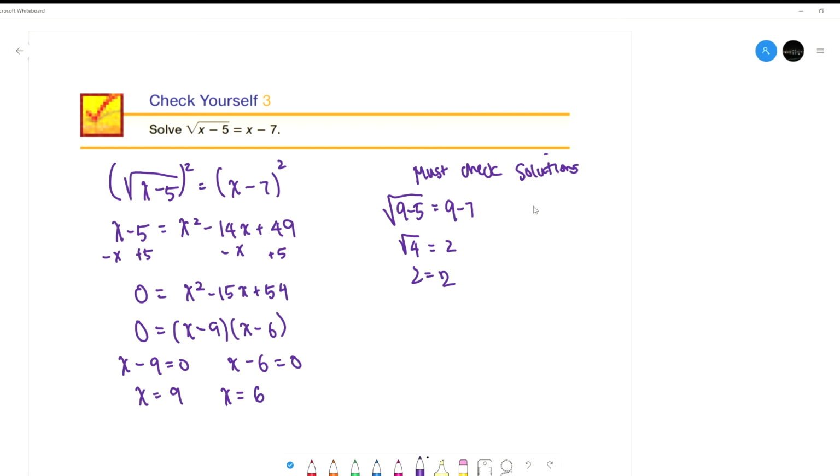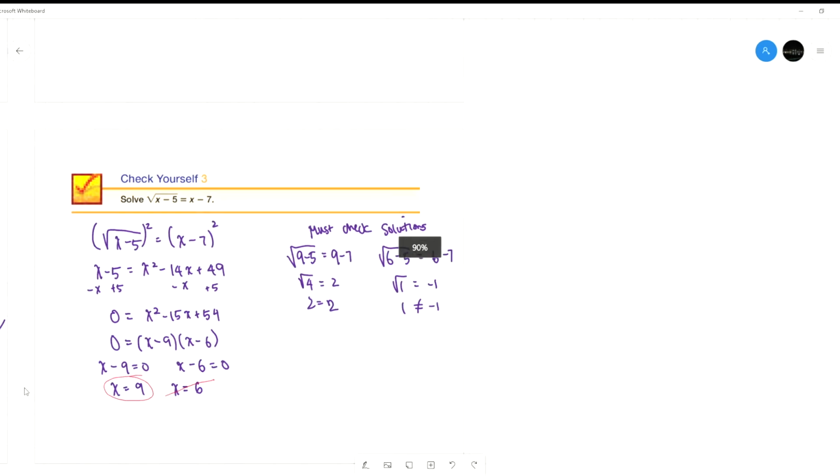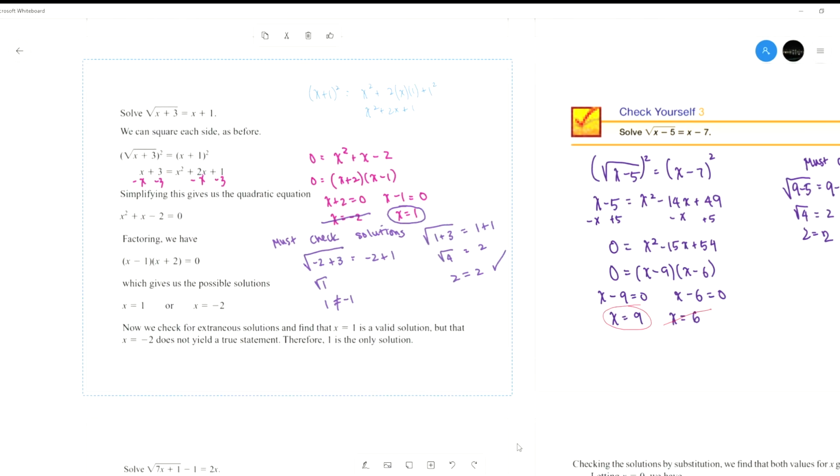Now I'll move on to the 6. 6 minus 5, oh gosh, what happened there? 6 minus 5 under this radical is equal to 6 minus 7. And I could already see this is a negative, so it's wrong, right? This is wrong. 1 does not equal negative 1. So we have just one solution. x is equal to 9. Alright, glad some of you got that.